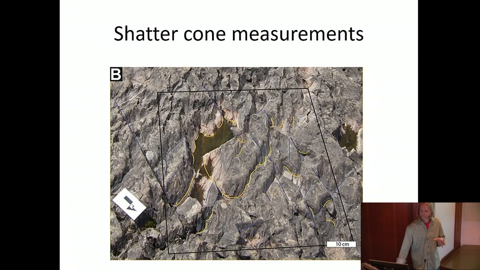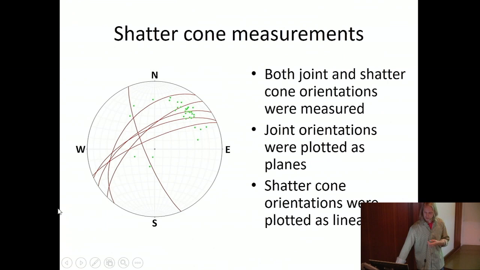And inside that area, all of the joints and all of the shatter cones were measured. The joints here in blue were measured as planes with a geological compass, and shatter cones shown with yellow had their striations measured, several striations for each shatter cone, from which their apex orientation was then calculated on the Schmidt net. Then for each of the total of 7 areas of those 2 outcrops, a Schmidt net was made with circle segments for joints and dots for shatter cones.